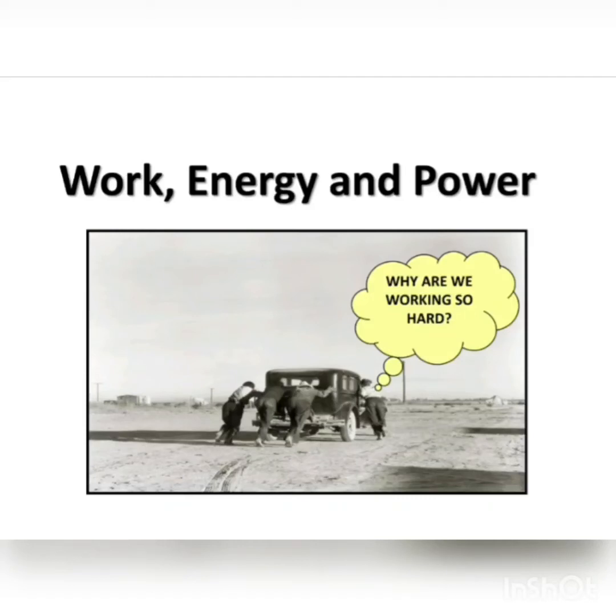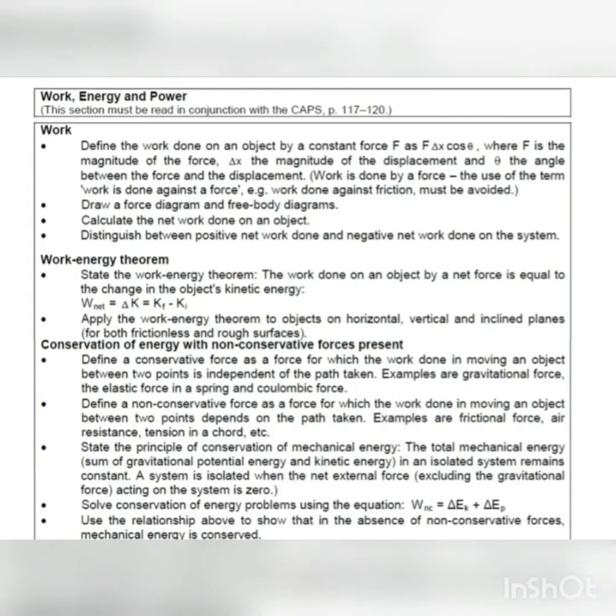Good day, grade 12s. Today we'll be looking into work, energy, and power, a topic we have within our syllabus for physical sciences. So let's quickly go through the exam guideline, which will now give us the main objectives of this topic. So firstly, we'll deal with work: define what is meant by the work done on an object, then draw force diagrams and free body diagrams, then calculate the work done on an object, then distinguish between positive and negative work done on a system.